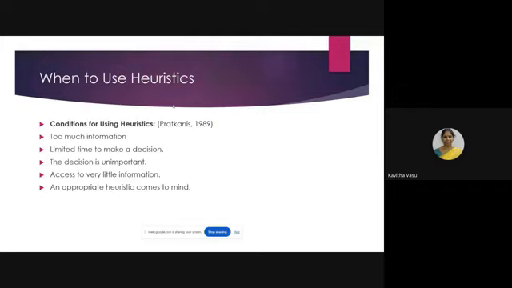Next is when the decision is unimportant, which means it is useful for low-stress decisions where a quick choice is sufficient. Then access to very little information means it helps make reasonable guesses with limited data. Then the next condition is when an appropriate heuristic comes to mind, meaning a suitable heuristic is readily available for the situation.